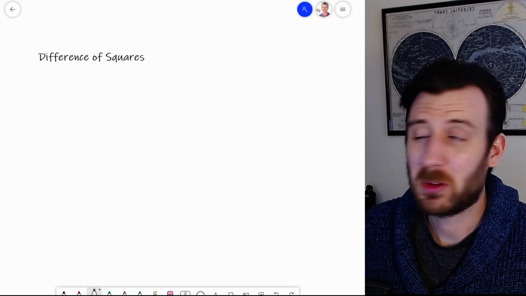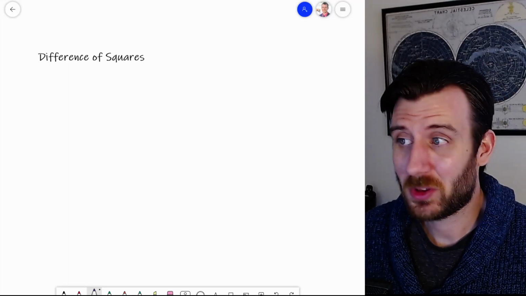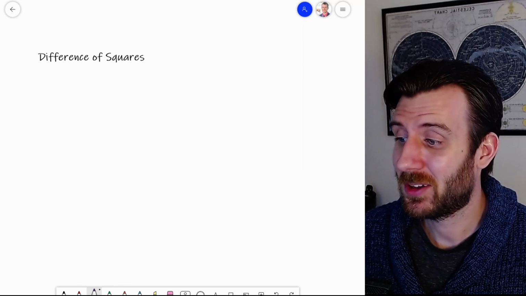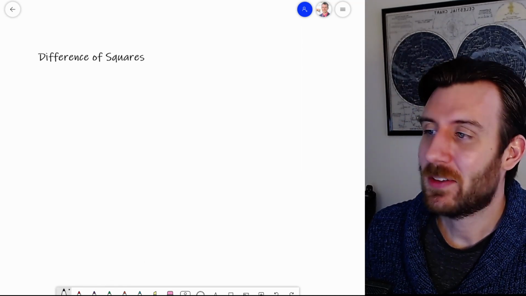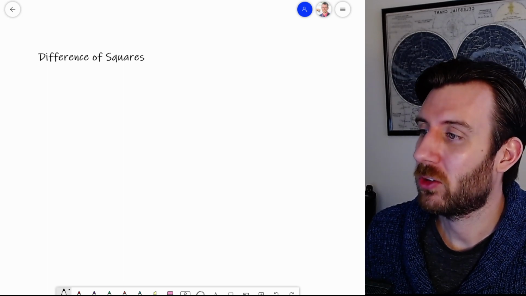The difference of squares formula is a very underrated formula. It's one that we're told to memorize and learn, but there's such a beauty behind it. It's really a shame that we don't talk about it more. The difference of squares formula looks a little something like this.